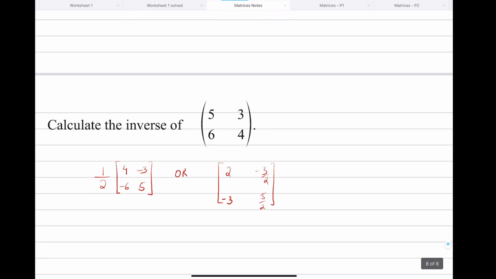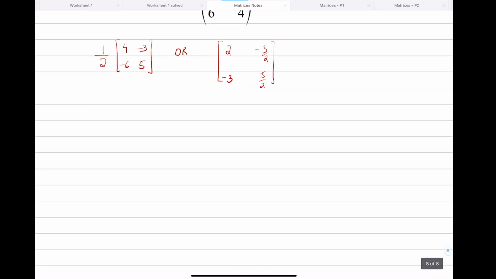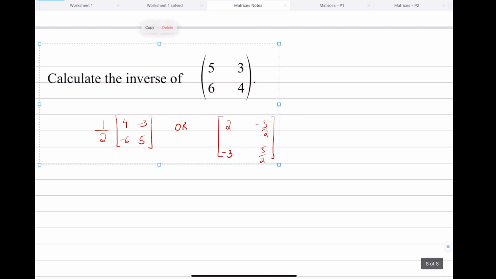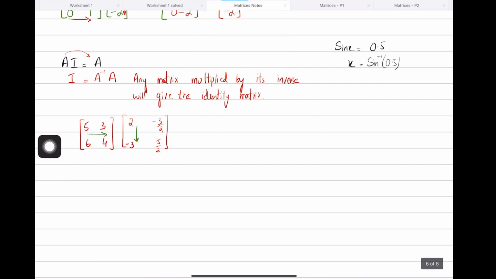So here we have one matrix which is 5, 3, 6, and 4. Let's multiply this matrix with its inverse, which you guys found. It doesn't matter what form you take, whether you take this form or this one. Let's see what happens when we multiply these two matrices together. Row into column: 5 into 2 is 10, plus 3 into minus 3, so that's minus 9. 5 into minus 3 upon 2 is minus 15 upon 2, plus 3 into 5 upon 2, that's plus 15 upon 2.